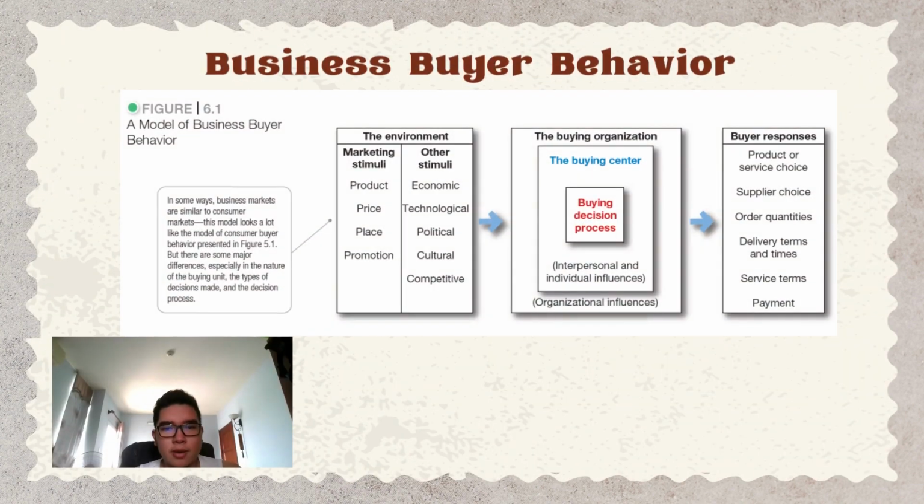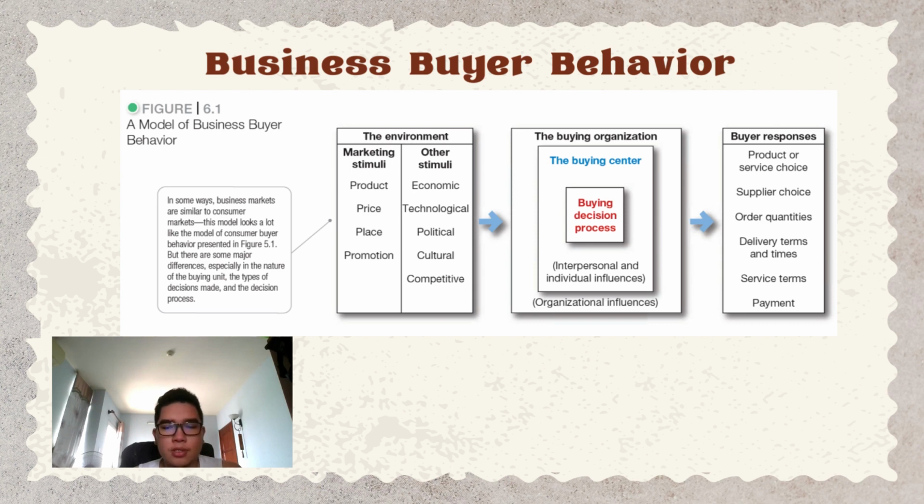Let's come back to business buyer behavior. Figure 6.1 shows the model of business buyer behavior. Within this organization, buying activities consist of two major parts: the buying center, composed of all the people involved in the buying decision, and the buying decision process. The model shows that the buying center and buying decision process are influenced by internal organizational, interpersonal and individual factors, as well as external environmental factors. The model suggests four questions about business buyer behavior: what buying decisions do business buyers make?